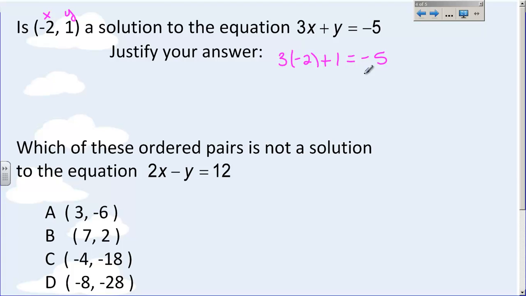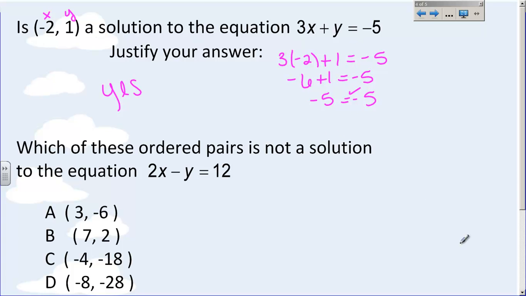And it should equal -5 when I'm done. So let's test. 3 times -2 is -6 plus 1. Well, -6 plus 1 was -5. And so this is a true statement. -5 really does equal -5. So yes, (-2, 1) is a solution to this equation because when I plug in the x and the y value, I get a true statement.